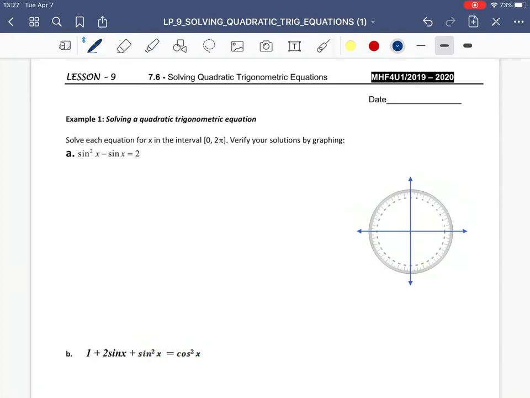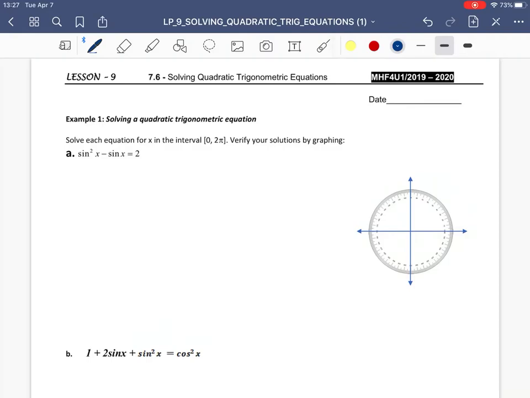Just a quick review before we start. Last class we looked at trig equations where the unknown variable was in trigonometric form, so sine, cosine, tan, etc. This time we're going to look at quadratic trig equations. If last class we looked at trig variables being raised to the power of 1 or not raised to any power, this time we're going to see a power of 2 associated with those terms.